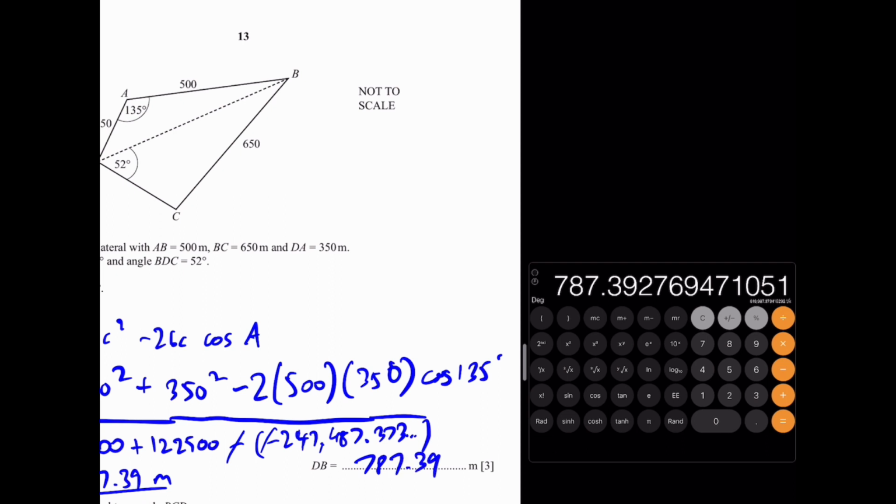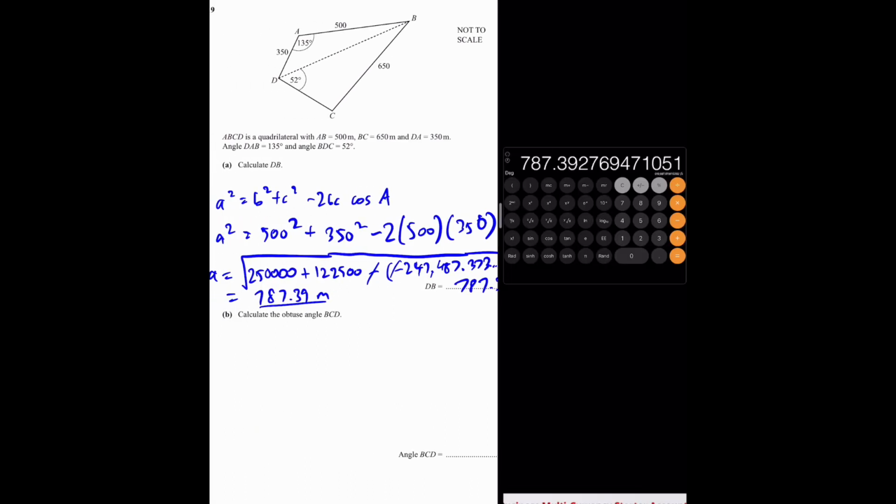Now going to part B, calculate the obtuse angle BCD. So first let's calculate the normal angle over here. We can use the sine rule since we just found BD. So A over sine A equals B over sine B. And in this case, we can write A as BD, which is 187.39, divided by the sine of angle BCD, which is what we want.